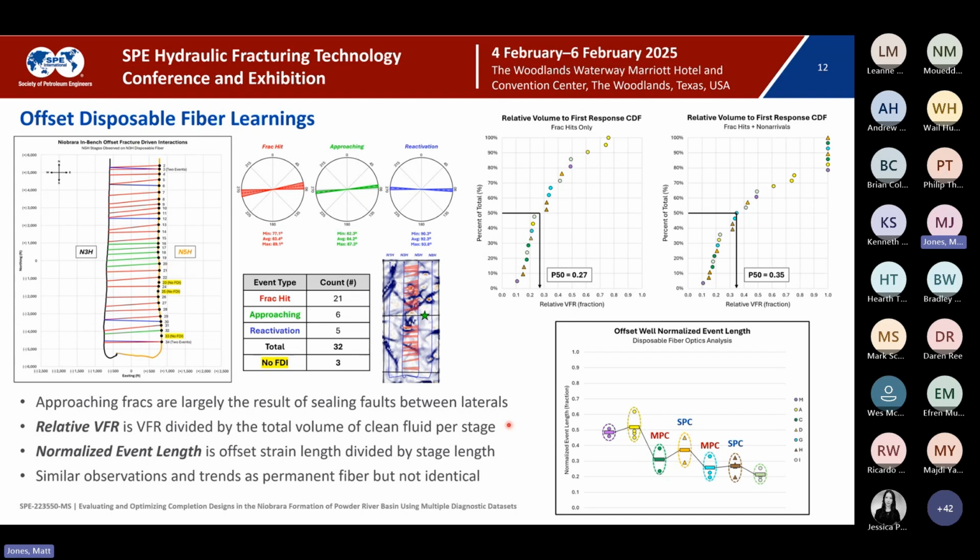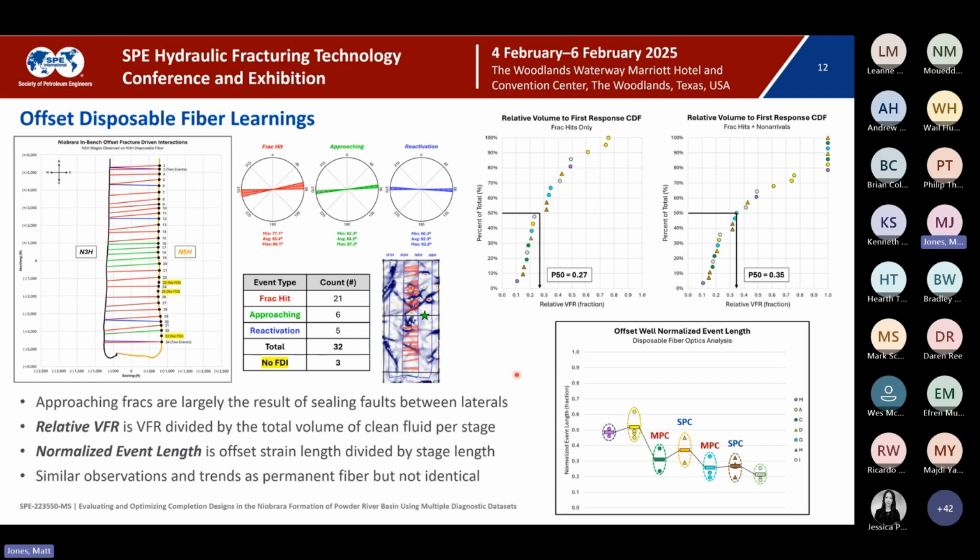Two metrics that we looked at to try to assess far field uniformity and well spacing are relative VFR, or volume to first response, and normalized event length. Relative VFR is the volume recorded during treatment when the first fracture arrival is seen on the offset well, relative to the total volume of clean fluid per stage. And recall that we kept proppant and fluid volume consistent among clusters regardless of the design. So we're normalizing by a fair metric here.